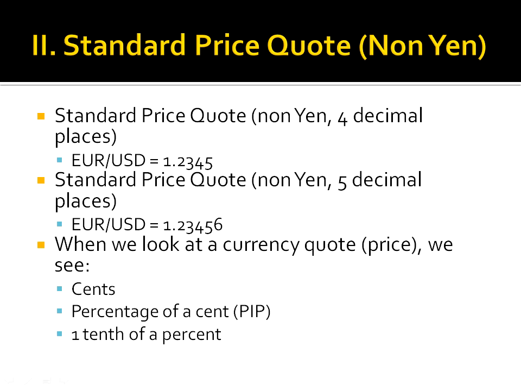When we look at a currency quote or the price, what we see are the cents. Now this is after the decimal. We see the cents, the percentage of a cent, and then the 1/10 of a percent on a 5 decimal quote. So again, that's after the decimal. We'll have the cents, which is the first 2, the percentage of a cent, which is the second 2, and then the last, if it's involved, will be a 1/10 of a percent.